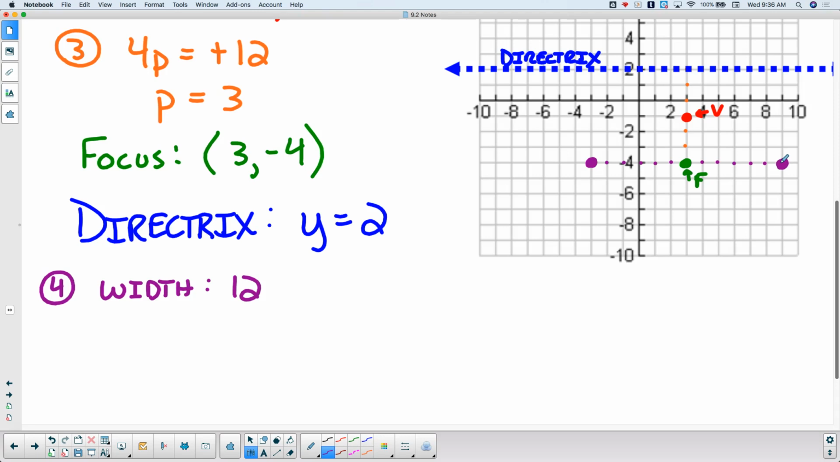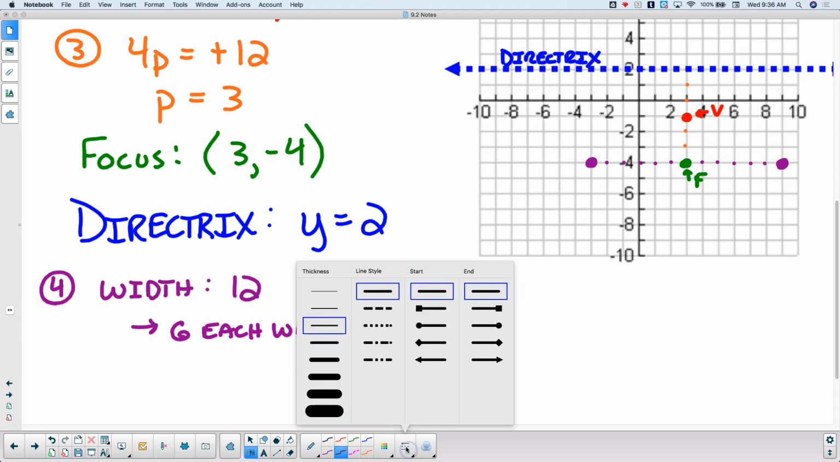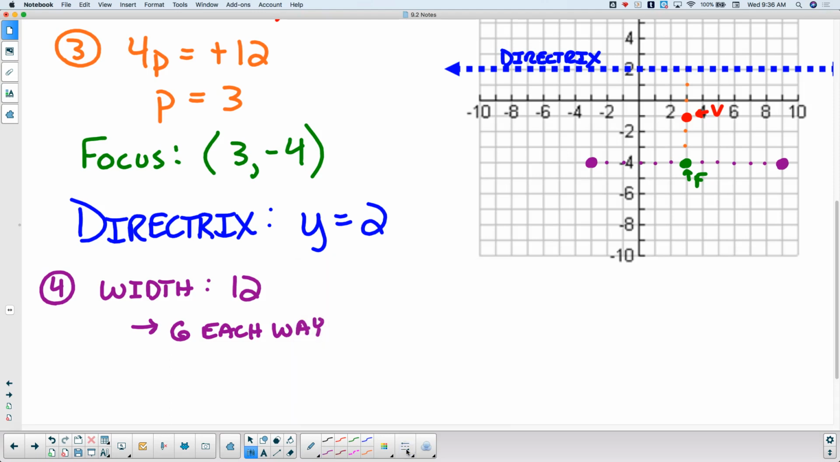Okay? Now I can draw my parabola. Because I've set my width.